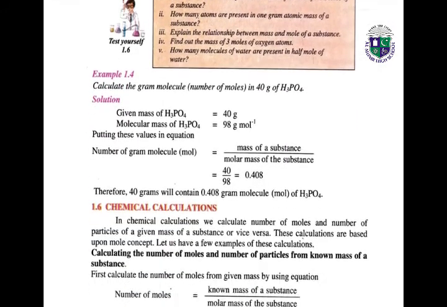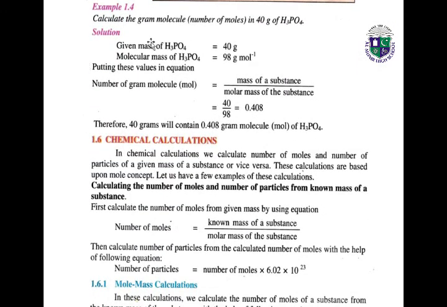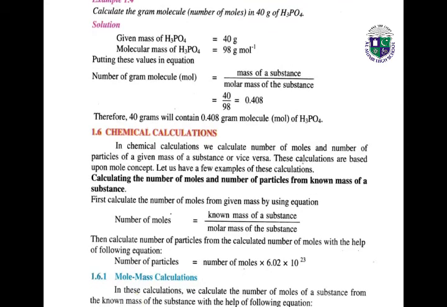So students, here we have some examples. Calculate the gram molecules, number of moles in 40 grams of H3PO4. Mass is given, which is 40 grams. Molecular mass of H3PO4 is 98 grams per mole. By putting values in the above formula, we get the answer. Thus 40 grams will contain 0.408 gram molecules, moles, of H3PO4.